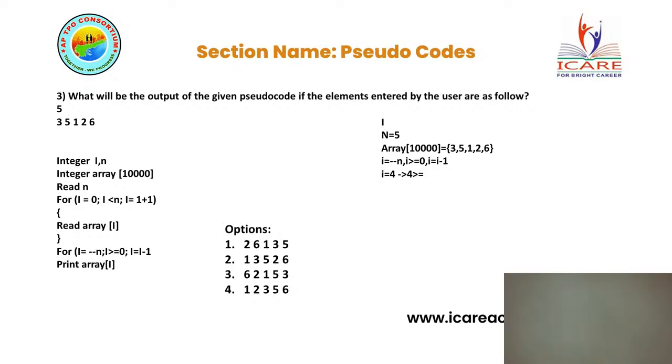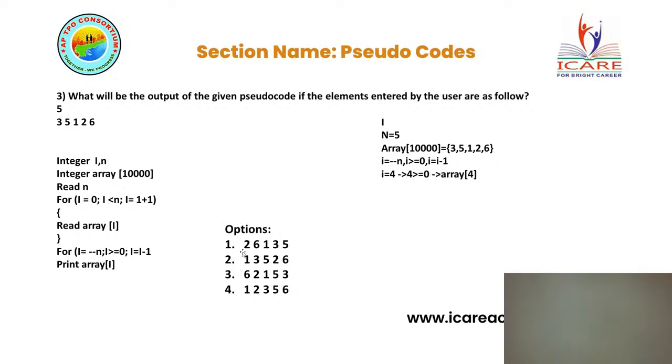4 greater than or equal to 0. The condition is true, which means it will enter into the for loop. Print array of I. It means array of 4, since the I value is 4. So we all know the array values we have are 3, 5, 1, 2 and 6. We are checking array of 4. 4 is nothing but the index. We know that the index starts from 0. So count this: in the 0 place there is 3, in the 1 place there is 5, in the 2 place there is 1, in the third place there is 2, and in the fourth place the value is 6.